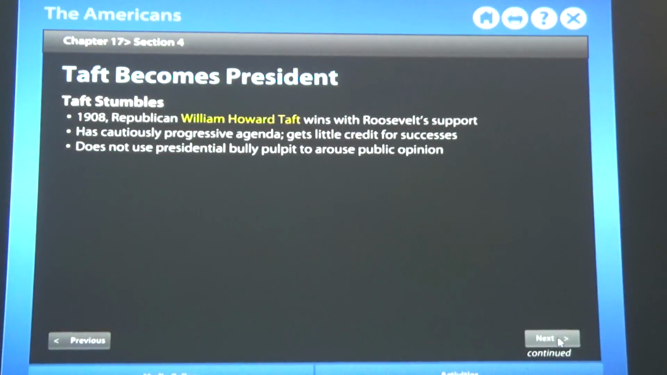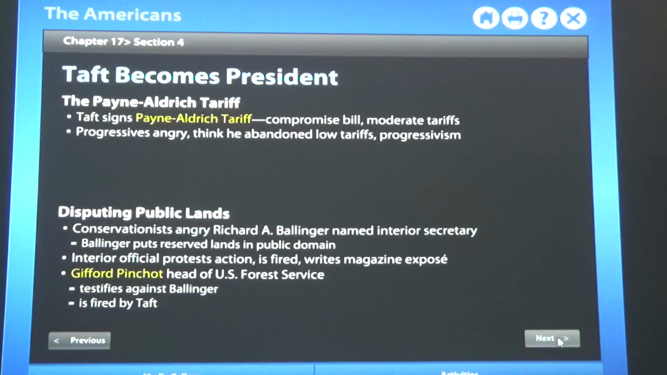He is not as energetic or as forthcoming as Roosevelt, and Roosevelt later on will regret supporting Taft, but he does do some things as far as being progressive and moving things along. The Payne-Aldrich Tariff basically moderates tariffs, and tariffs are something that should be kept low in the idea of progressives to promote free trade.